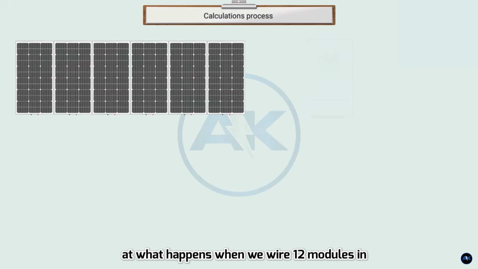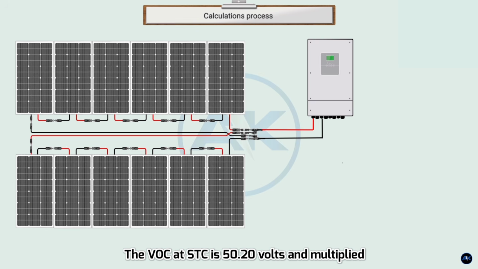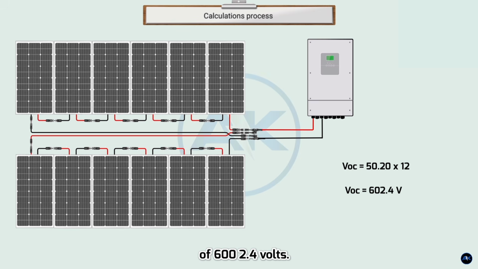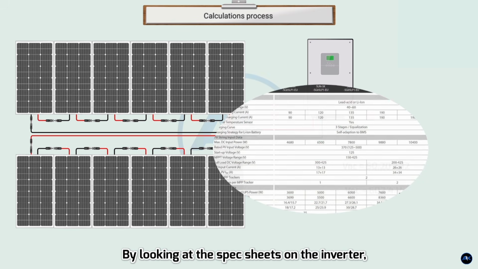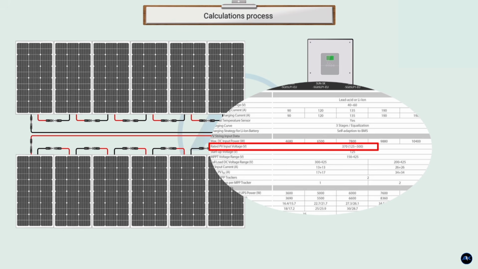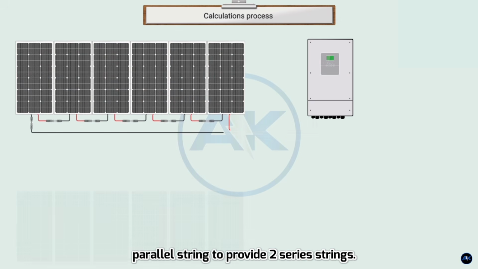First, we'll look at what happens when we wire 12 modules in series. We want to look at the absolute highest voltage the system could produce, which would be at open circuit conditions. The VOC at STC is 50.20 volts, and multiplied by 12 modules gives us a total system voltage of 602.4 volts. By looking at the spec sheets on the inverter, we see that the maximum input voltage is 500 volts. That means that this system in a series string will not work with this inverter, and it's also at an excessively high voltage. To solve this problem, we'll instead try a parallel connection to provide two series strings.